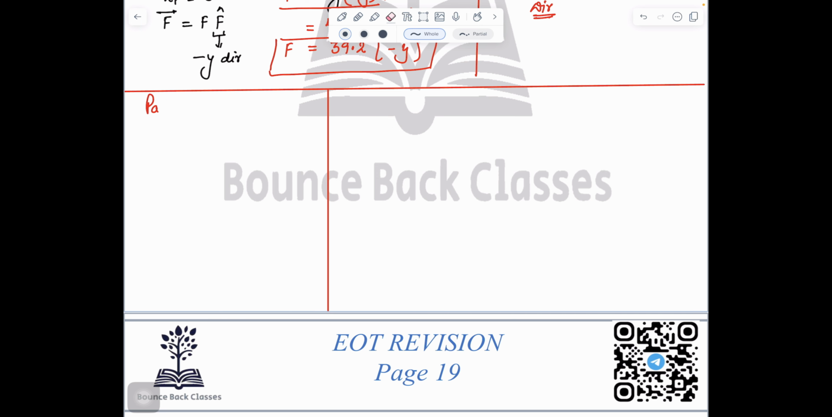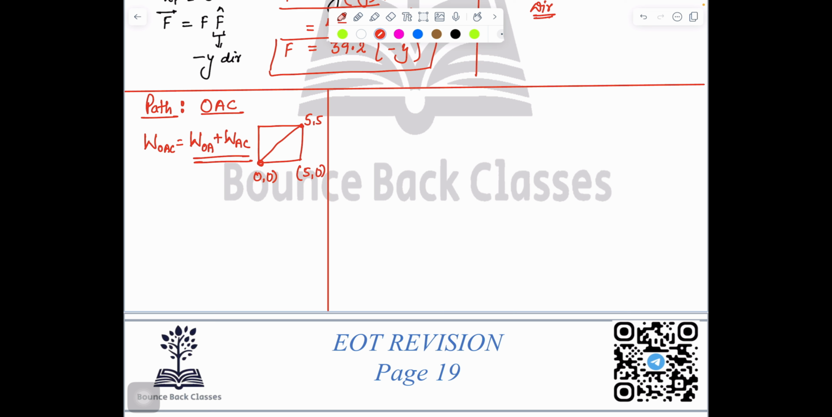The first part is work done, and the path is OAC. As per the diagram, we know the coordinates: this is 0, 0, this is 5, 0, and this is 5 and 5. Clear? Okay, solve it. So first of all, work done along OAC. Can I say work done along OA plus work done along AC? Just split into two parts.